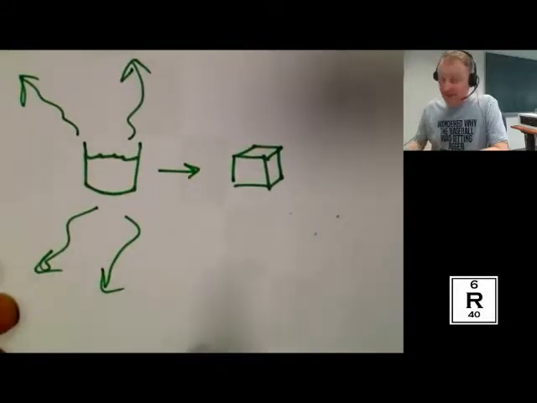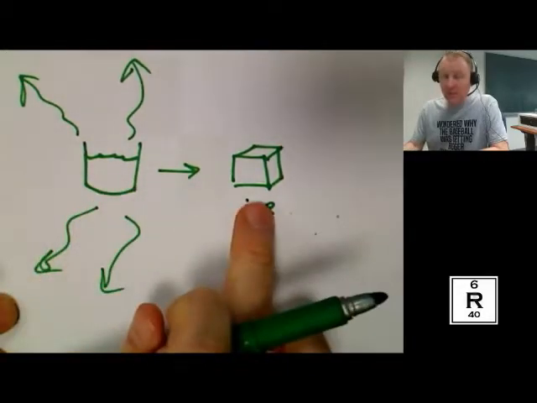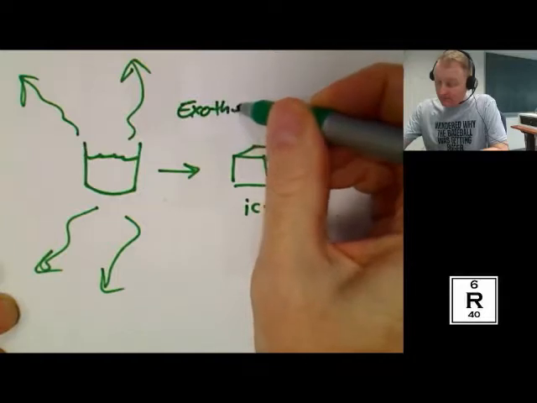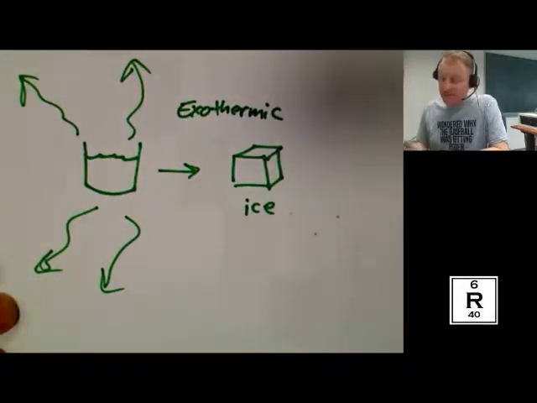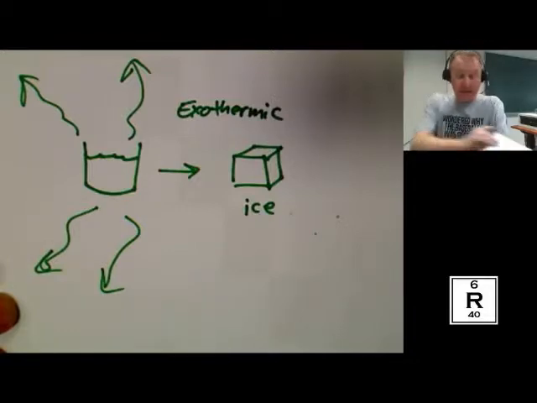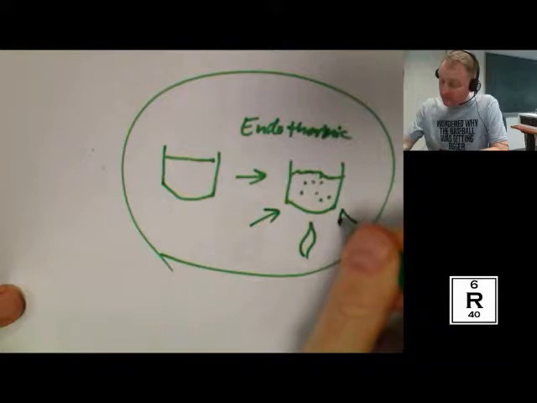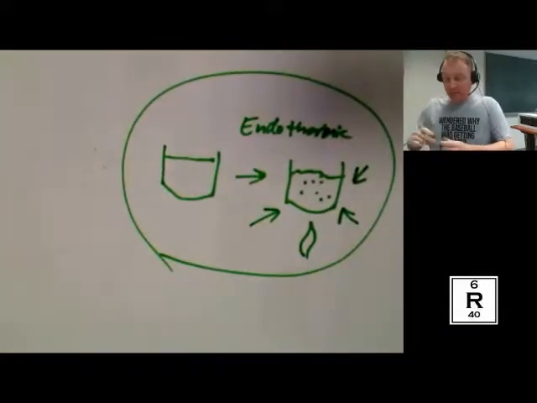So the heat's leaving and then you've got this ice. So freezing of water is an exothermic process. It's an exothermic process because heat is being removed, whereas heat is being added when you boil water. Okay?